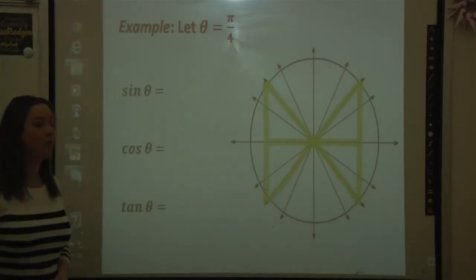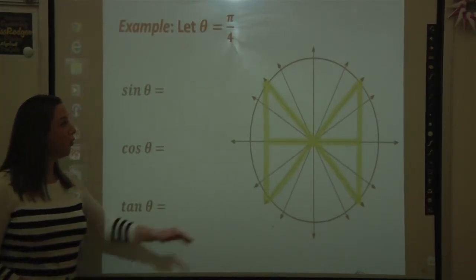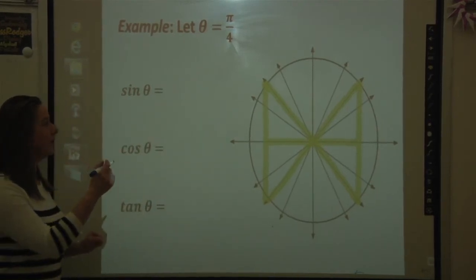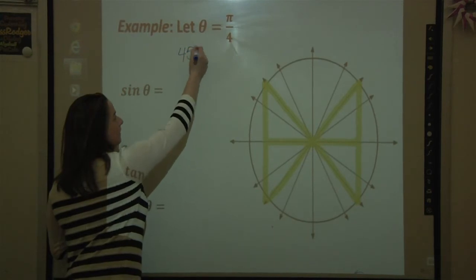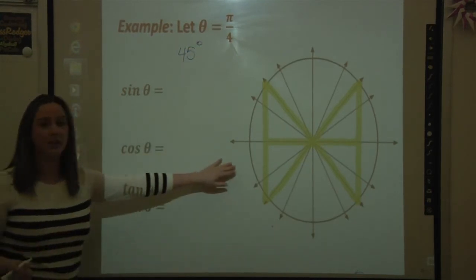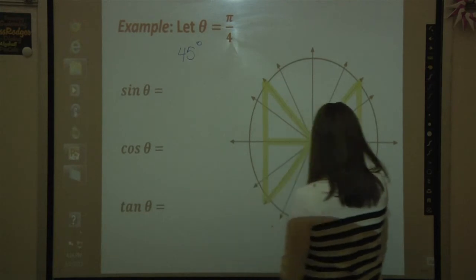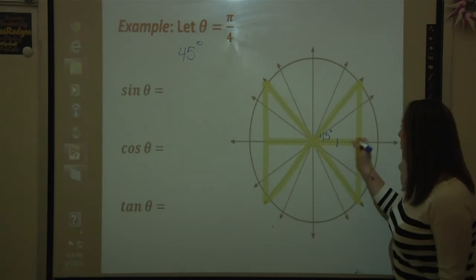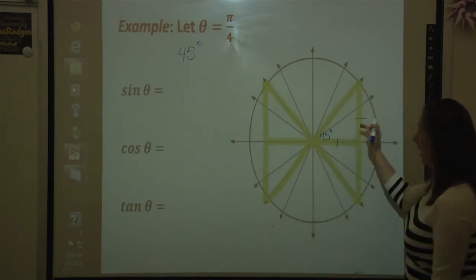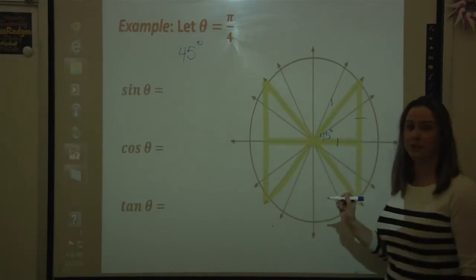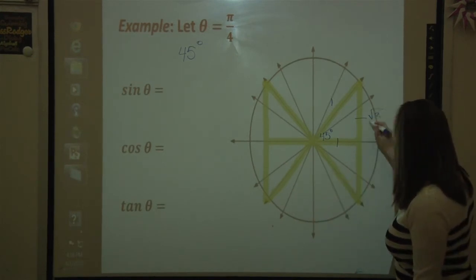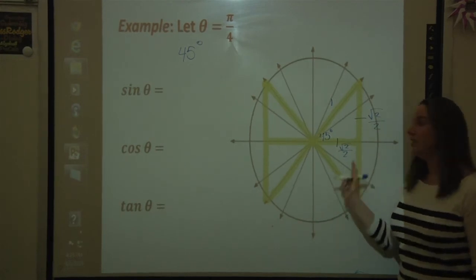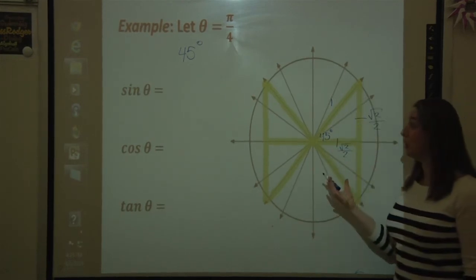Let's take a look at how our 45, 45, 90 triangle corresponds to our unit circle. Pi over 4 is going to be 45 degrees. So let's take a look at our picture. If this is 45 degrees, the special right triangles that we just looked at, we want to kind of think about this as one triangle. So we just talked about how the radius was 1, and we had radical 2 over 2 and radical 2 over 2 for these two lengths. So this is our first kind of look.